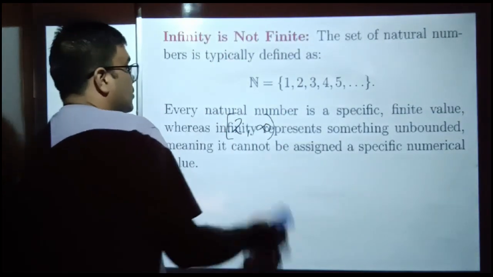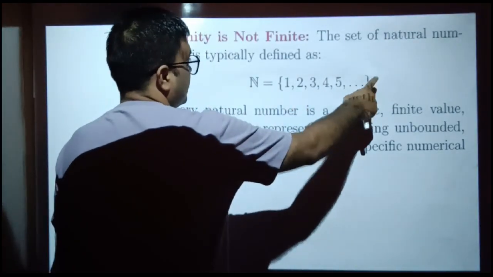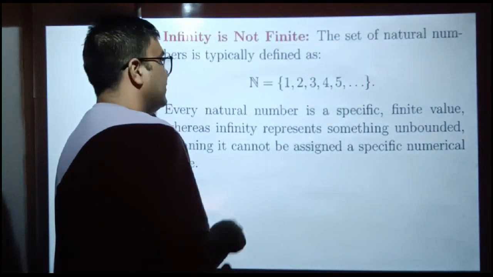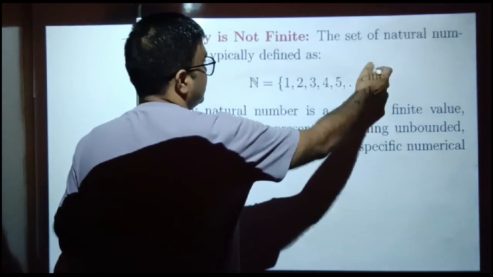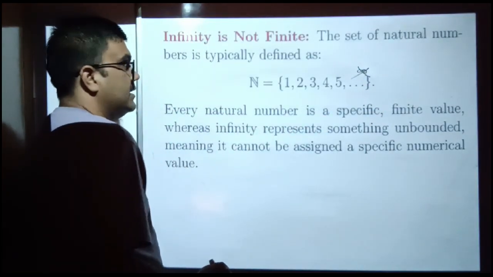So when we are talking about the natural numbers, we are writing 1, 2, 3, 4, 5, and so on. We never write infinity over here because it is not a natural number. Whenever we are writing the set of natural numbers, we cannot write infinity over here. Infinity is not a natural number.